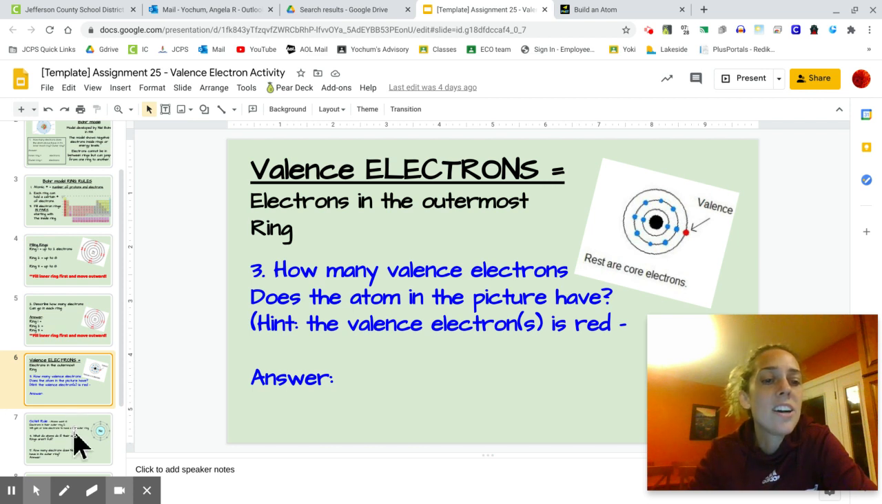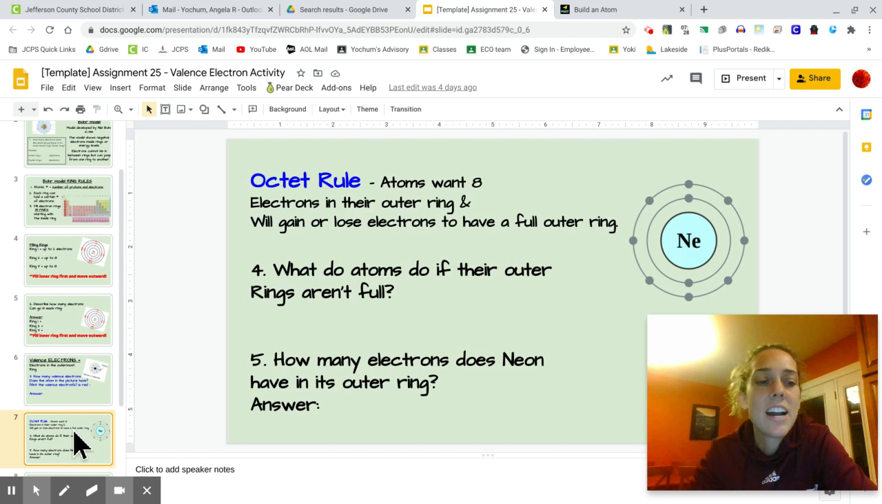Okay, let's go to the octet rule. Atoms want 8 electrons in their outer ring to be stable. So neon is a very stable element because it has its 8 electrons in the outer ring. It's a noble gas, and that's in group 18, which is the last column on the periodic table, and it's very stable. Atoms want 8 electrons in their outer ring, and they will gain or lose electrons in order to have a full outer ring.